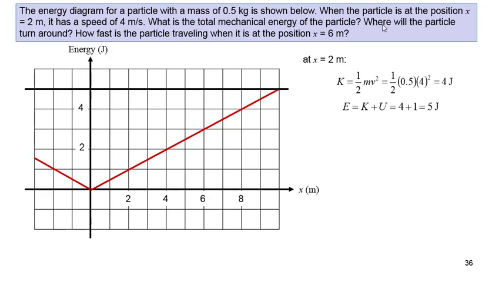Now the next question says, where will the particle turn around? My turning point happens when my total mechanical energy line crosses my potential energy line. And that's going to happen right here at a position of x equals 10 meters.